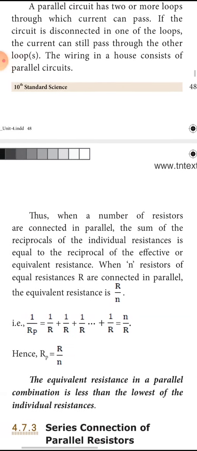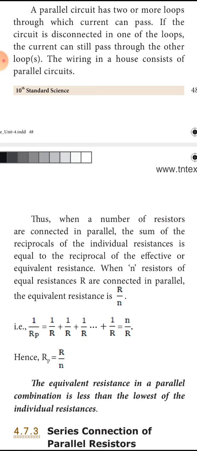You can do the same sum here also: 1 by 2 plus 1 by 4 plus 1 by 1. Here it reduces as 1 by 4 is 0.25, 1 by 2 is 0.5, and 1 by 1 is 1. So effectively it gives 1.75, isn't it? Each resistance I said was 2, 4 and 1. In series, 2 plus 4 plus 1: 4 plus 2 is 6, 6 plus 1 is 7.